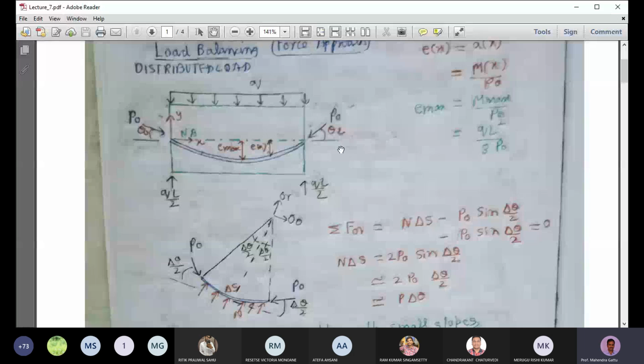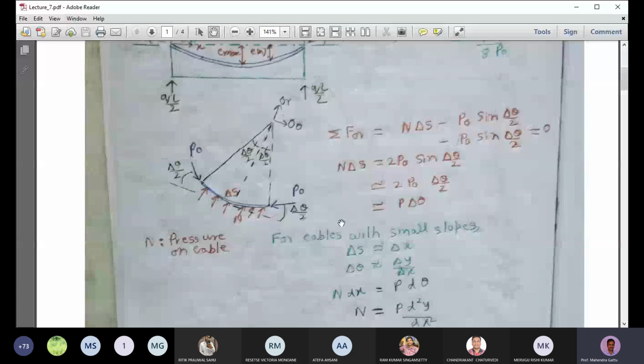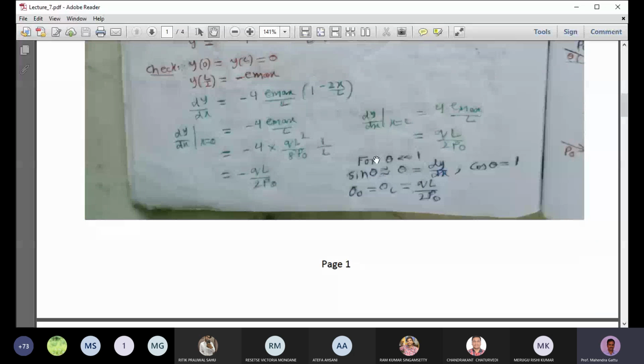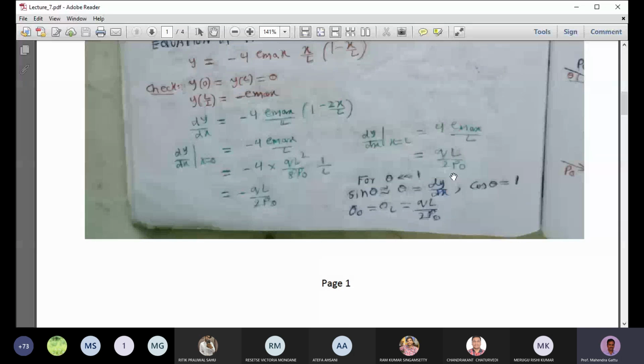Since we are approximating theta L and theta naught to be very small, we have theta much less than 1, and sine theta is approximately theta, which is equal to dy by dx, and cos theta is approximately 1. So theta naught and theta L will be q L by 2 p naught. This is the equation we have here, and with this information we can proceed. Next, we'll differentiate one more time and find d square y by dx square.